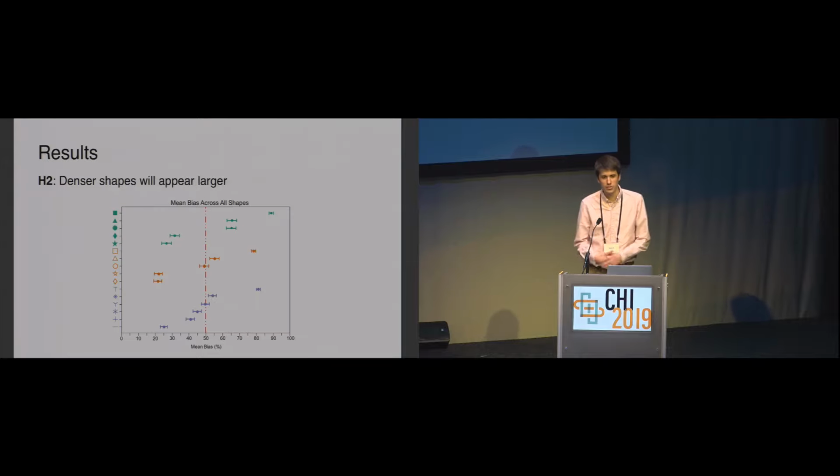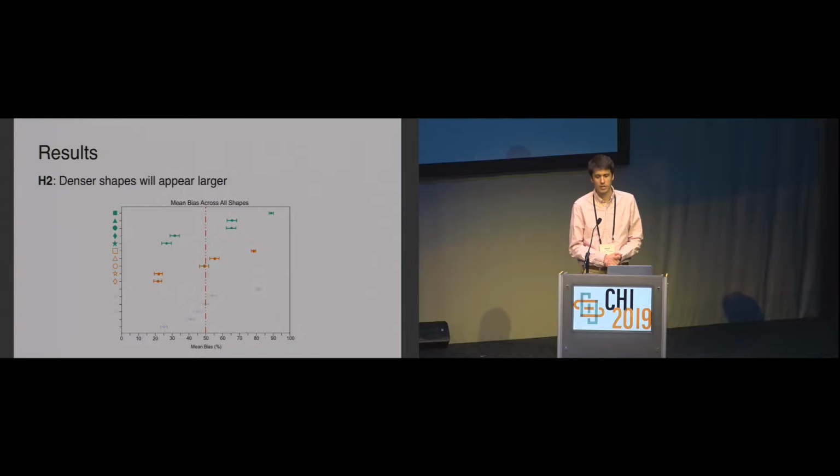So this graph summarizes the results of our study using the mean size bias for each tested shape. The x-axis here shows the percentage of the time that a particular shape was perceived as larger than other shapes of the exact same size. So if there was no bias due to shape, we would expect these values to hover around 50%. But we see significant variation from this threshold.